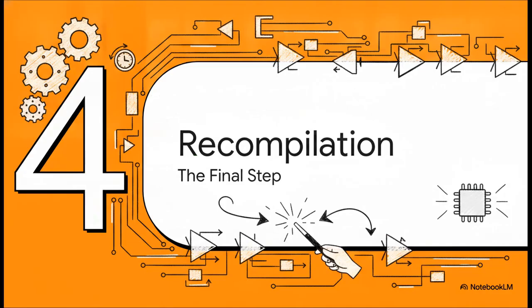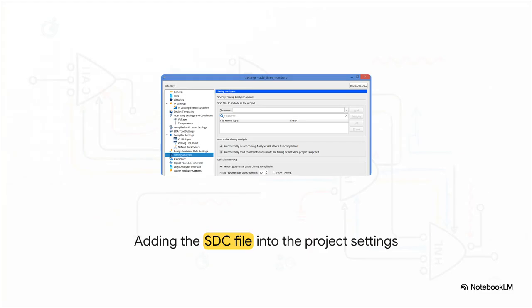The final step, recompilation. Now, diagnosing and verifying timing is really only half the battle. Simply looking at a positive slack number in the analyzer doesn't actually change the physical silicon. We must recompile the entire design so the Quartus software can physically optimize the layout around our new 4 nanosecond rules. To do this, we go into the main project settings, find the timing analyzer section, and we physically add our new SDC file into the project. This permanently attaches our 4 nanosecond constraint to the core of the design.